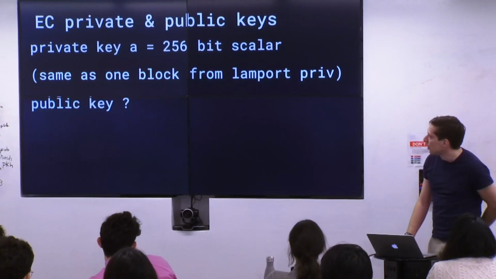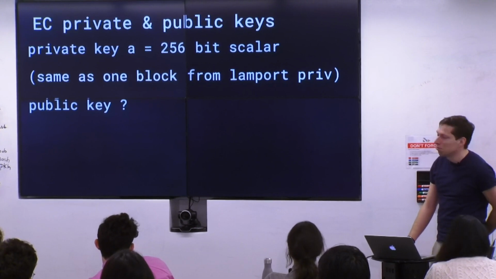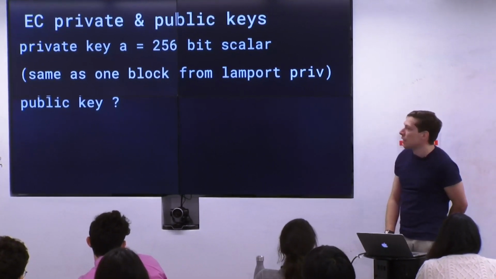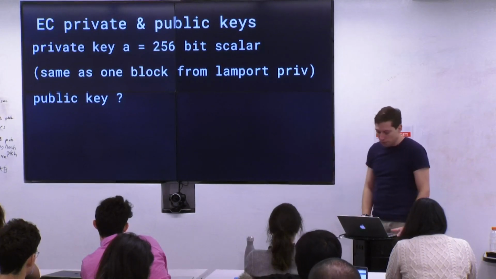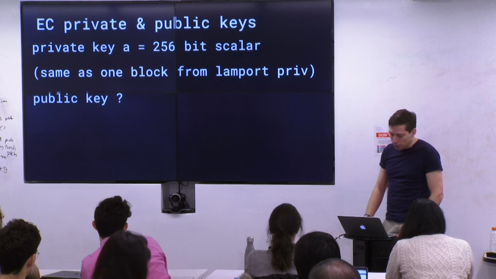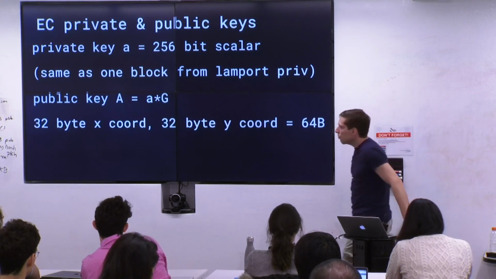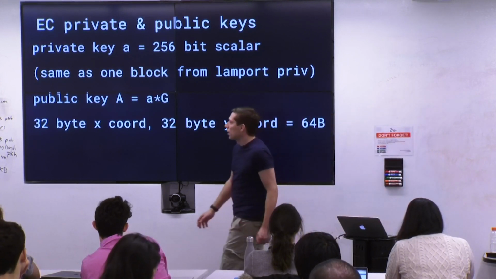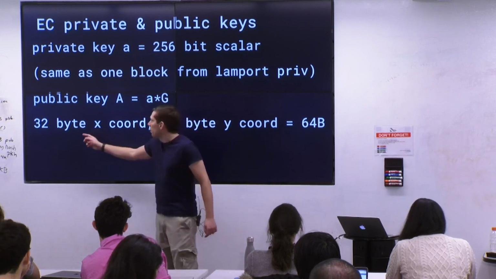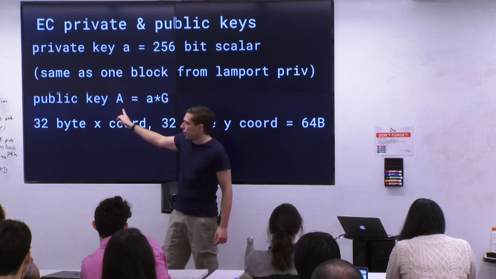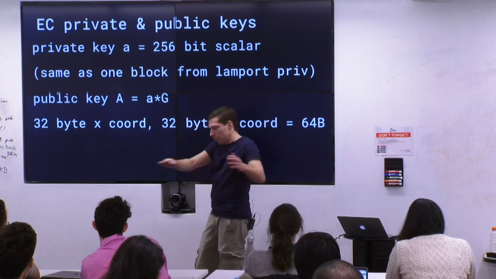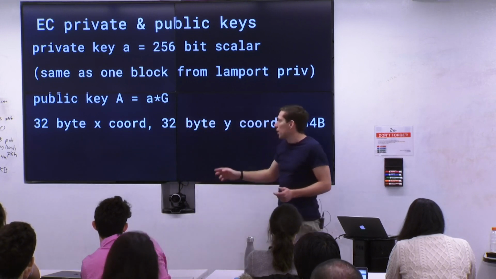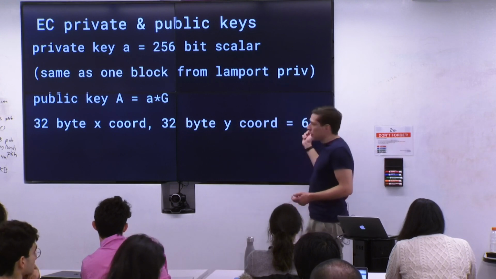Yep. Okay, so your private key, let's say lowercase a, is just some 256-bit random number, a scalar, exactly the same as in a Lamport signature, 32 bytes. And your public key is just a times g. Your public key is now a point on a curve. We're going to call it uppercase A. And you have a 32-byte x coordinate, right? Because the x dimension is 256 bits. And a 32-byte y coordinate, so it's 64 bytes.